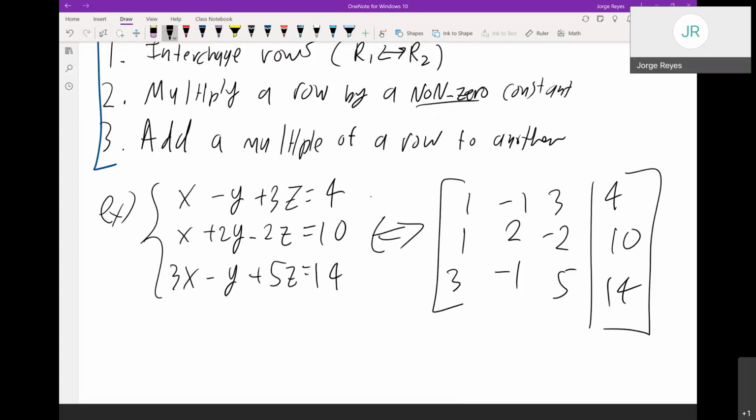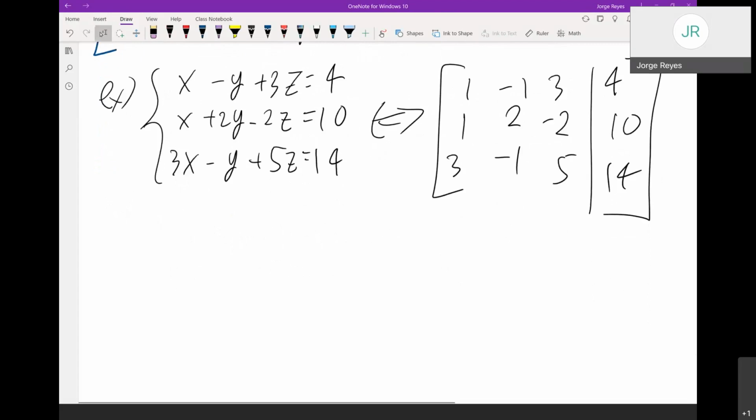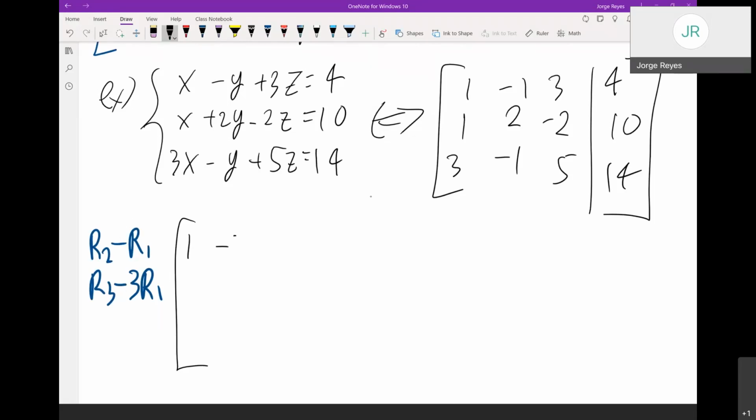Now I'm going to show you how to solve a system, but I'll really teach you the idea after I solve this. So here you're just going to see me solve a system. What I would do is row 2 minus row 1 and row 3 minus 3 row 1. These are going to be the first 2 elementary row operations I pick. That means row 1 is going to stay the same because that's the one I'm using.